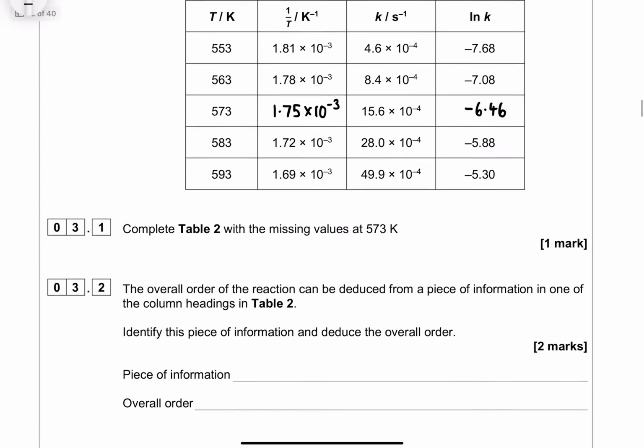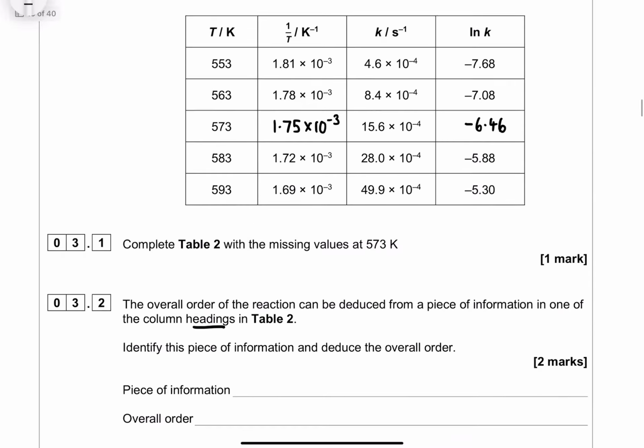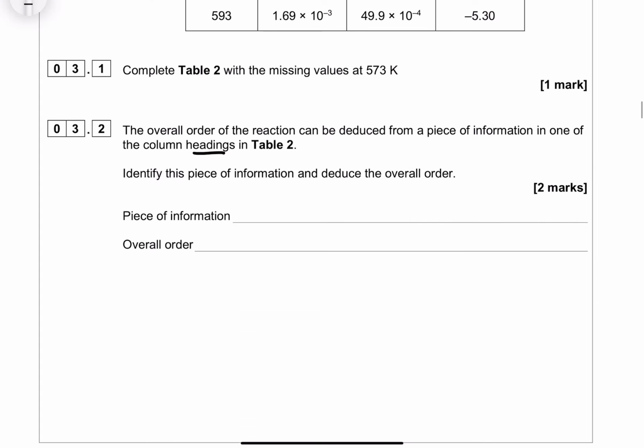The overall order can be deduced from a piece of information in one of the column headings in table 2. What is that piece of information, and deduce the overall order? Well, if you think about rate equations, they go rate equals k, and then you have concentration terms to some powers. One of the things that we are often tasked with doing is working out k and finding its units. And the units you get depend on the order. So the piece of information is the units of k.